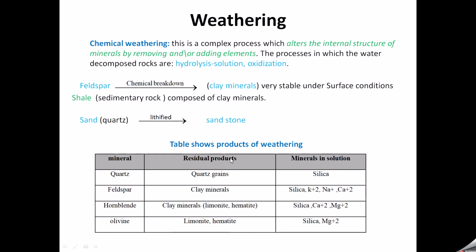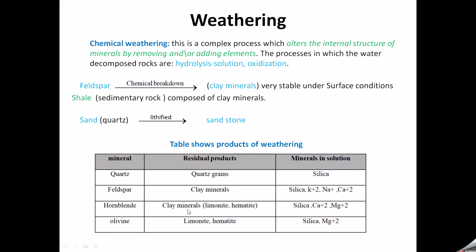This table shows the products of weathering. So minerals like quartz, feldspar, hornblende, and olivine will produce residual products, the hard parts that stay, and minerals in solution. Quartz, if exposed to chemical weathering, will have quartz grains plus silica in the solution. Feldspar, if exposed to chemical weathering, the residual will be clay minerals plus the solution in water. Silica will dissolve, potassium will dissolve in water, sodium and calcium will dissolve in water.